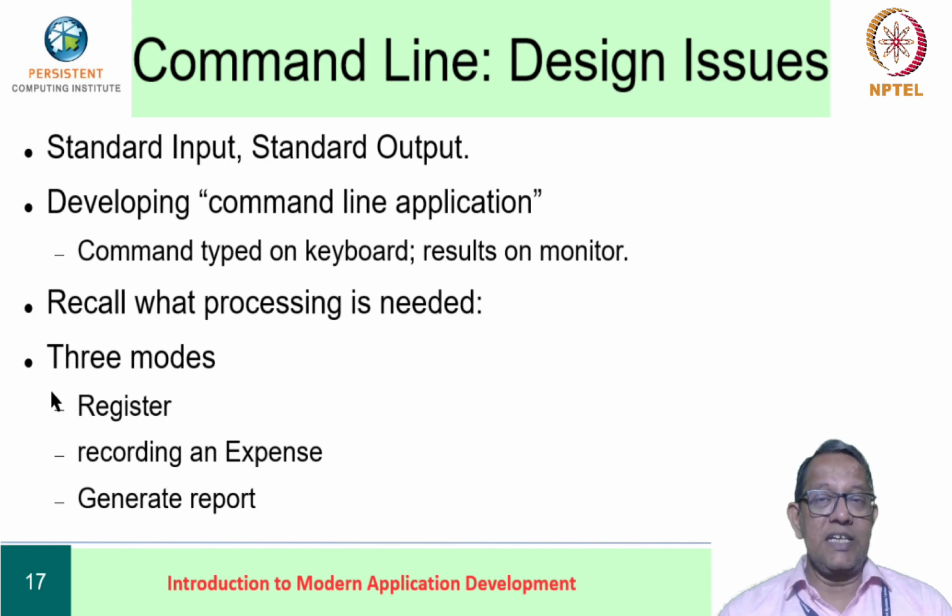Let's now recall what processing is needed. In particular, Professor Sane has already illustrated that there are 3 different modes that our application really needs to worry about. These are the minimum number of modes. You could, depending on what you feel is right for you, extend the number of modes, make them more sharp. But the minimum number of modes that we need are the registration of your roommates, a mode in which a given expense for an event will be recorded, and finally a mode in which the report will be generated.